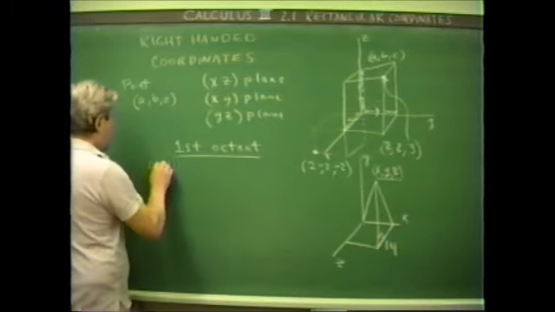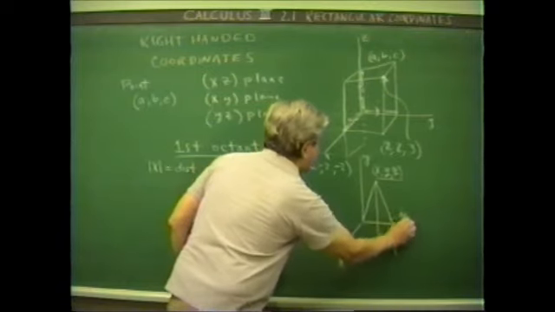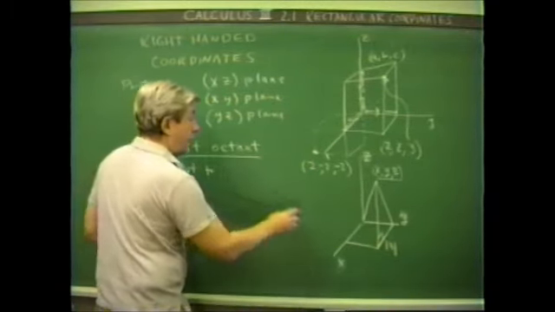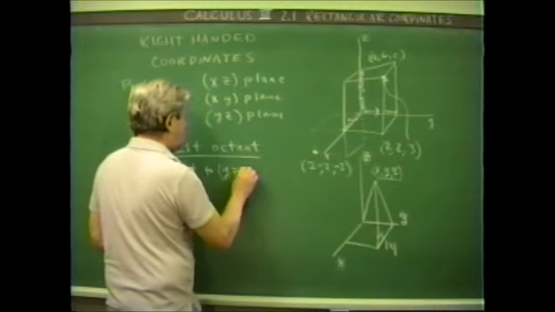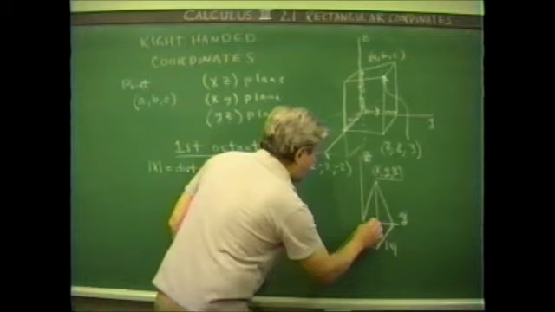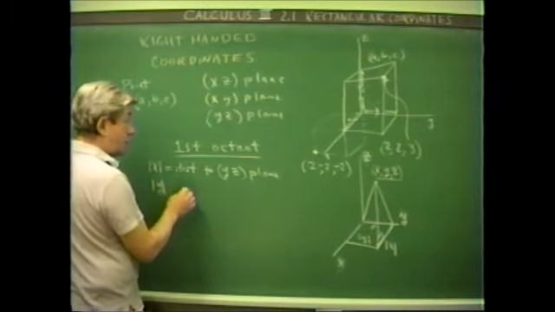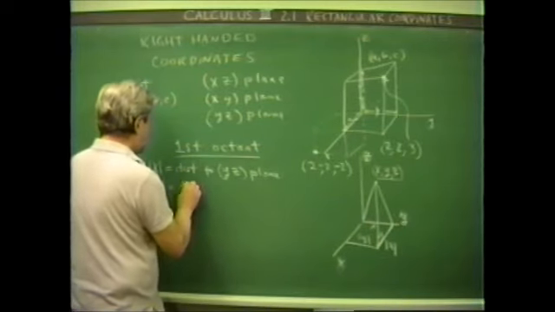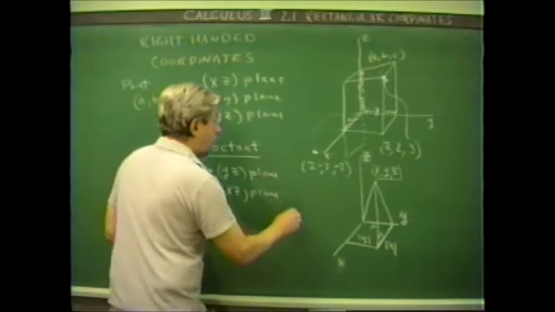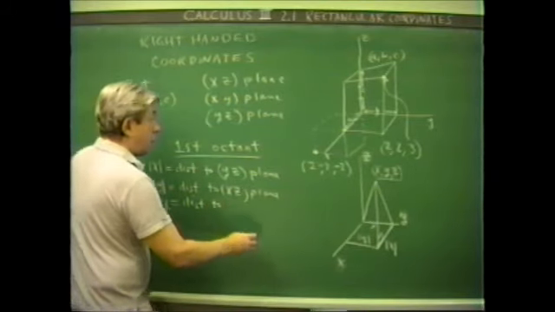Absolute X is the distance, putting this in a standard coordinate system. Absolute X is the distance to the YZ plane. Right? This distance is absolute X. This distance right here is absolute Y, as is this one. So absolute Y is the distance from the point to the XZ plane. And similarly, absolute Z, whatever the point XYZ is, is the distance of the point to the XY plane.